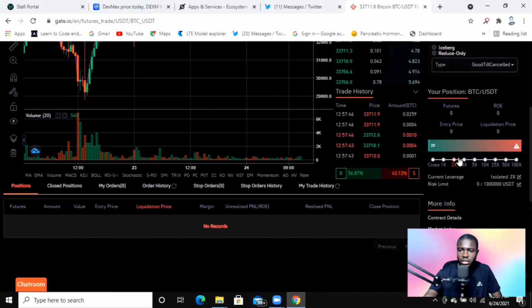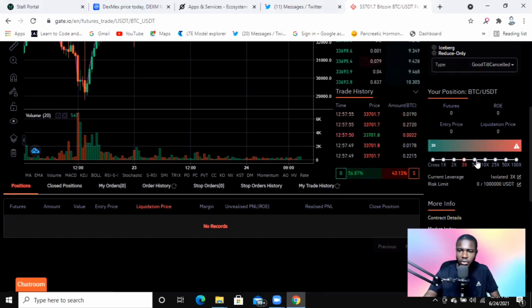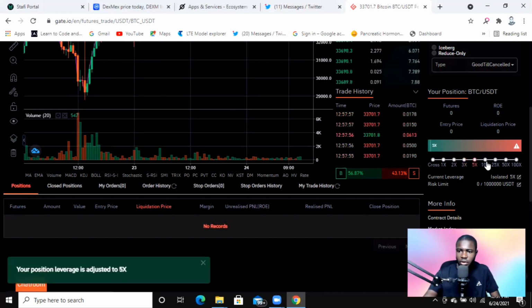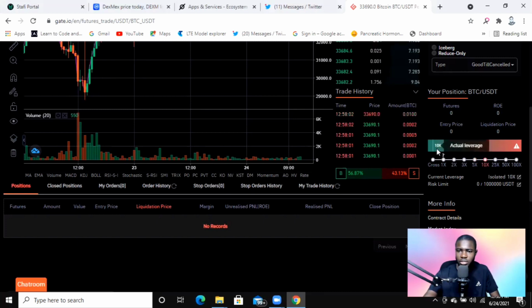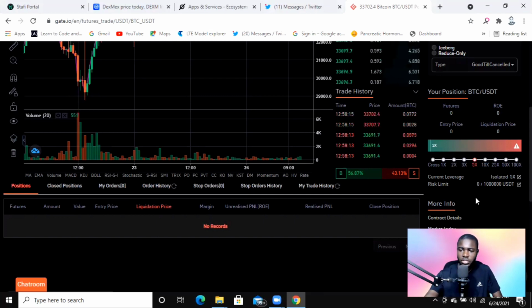You can adjust it. Let's say I want a 3x leverage, or if I want a 5x leverage, right? Or if I want a 10x leverage, right? But for the purpose of this tutorial, really, I wouldn't increase my leverage that much. I think I will go with just 5x leverage. If you are just starting to trade futures, I would advise you use a smaller leverage until you really understand the market. Then you can use higher leverage to trade, right?